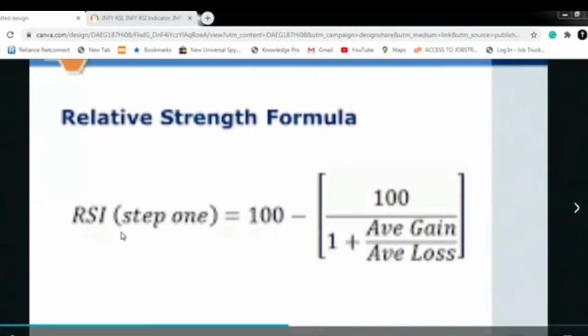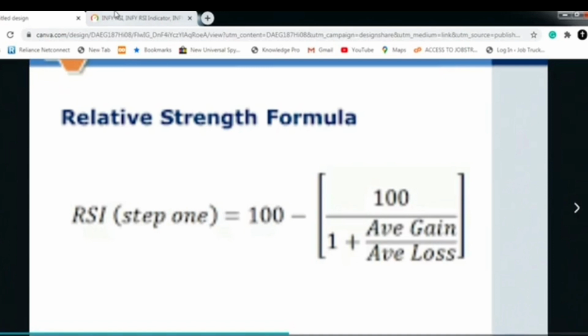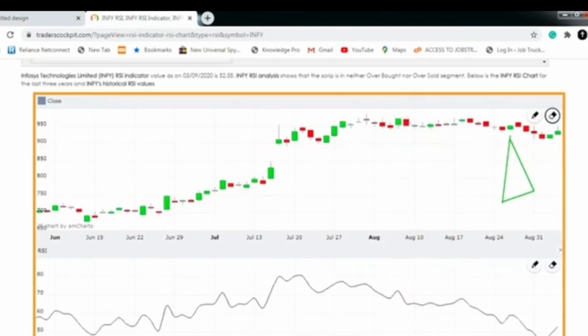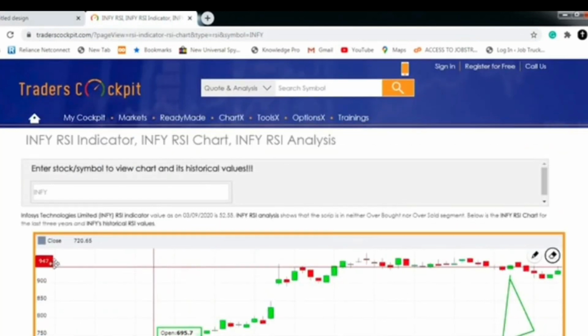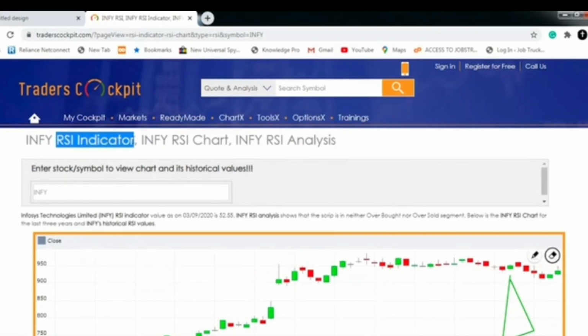Hi guys and welcome back. Today what we are going to deal with is the relative strength index, or RSI, which has many technical factors. While trading, it is a very important indicator. In order to analyze a stock movement and to find a stock movement, we need this RSI.